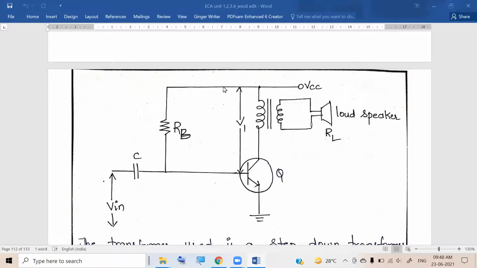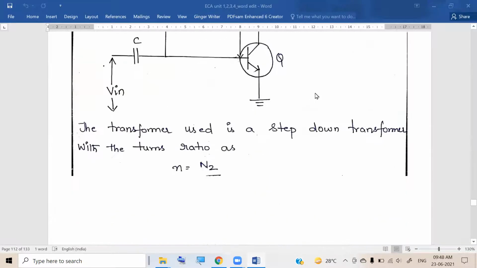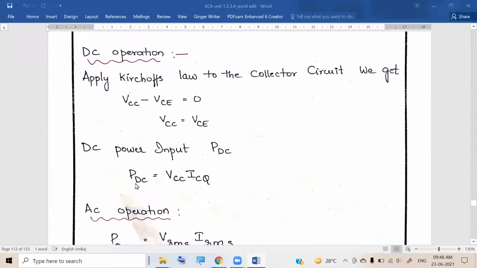Actually, it is VCC into IB plus IC. But IC is much greater than IB. So we have VCC into IC. Because we are dealing with the DC conditions, we will add Q. So VCC into ICQ. Same as the previous explanation, buy one, get one free. So if you understood that, this part is the same.